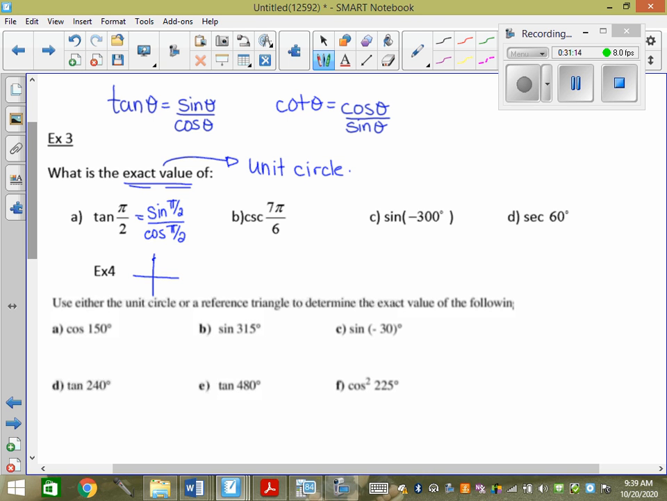At pi over 2, we have 0 and 1. We agree? So the 0 is cos, and the 1 is sine, right? So we're going to get 1 over 0. Are we allowed to divide by 0?